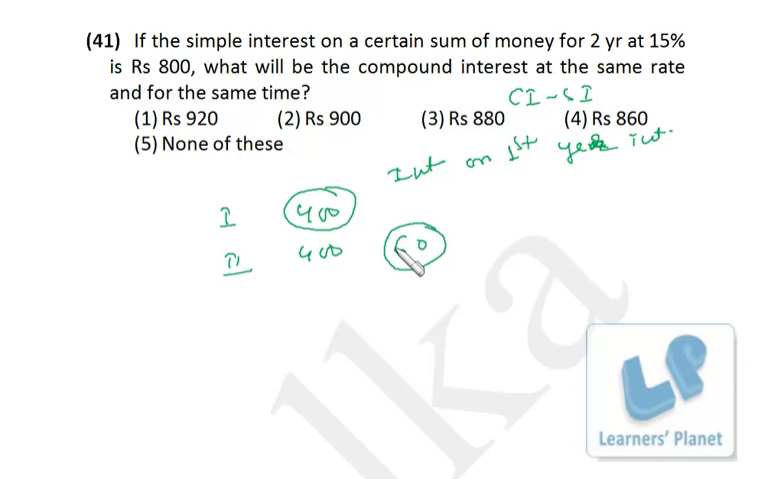But we have been asked about the compound interest. So that will be simple interest plus this difference. So simple interest is 800, plus this 60 rupees, so it is 860 rupees, right?